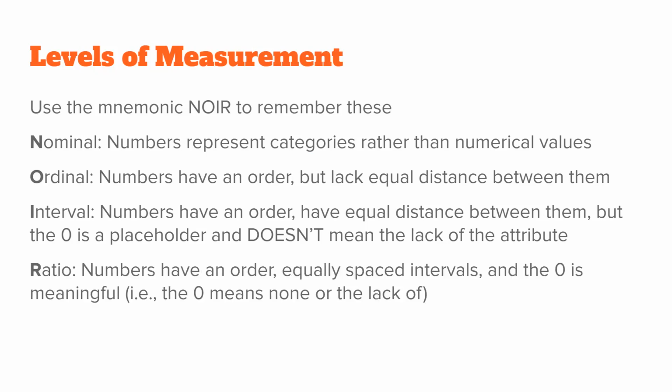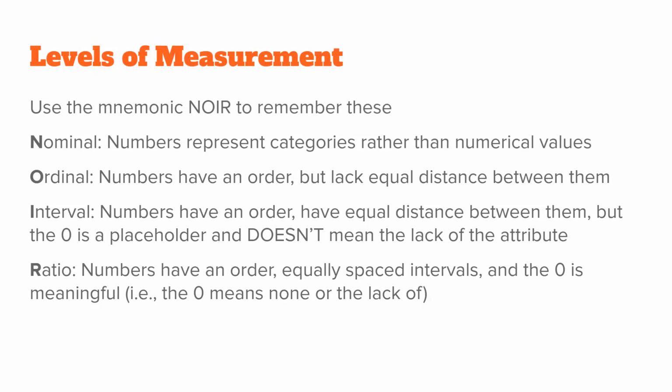The next level of measurement is the ratio level of measurement. This is where numbers have an order. We have equally spaced intervals, and the 0 is meaningful. In other words, the 0 means none or lack of. So my favorite example, if you were in my stats class, you're probably knowing what I'm about to say, is if we have 0 street tacos, that means we've had no street tacos and we are sad.